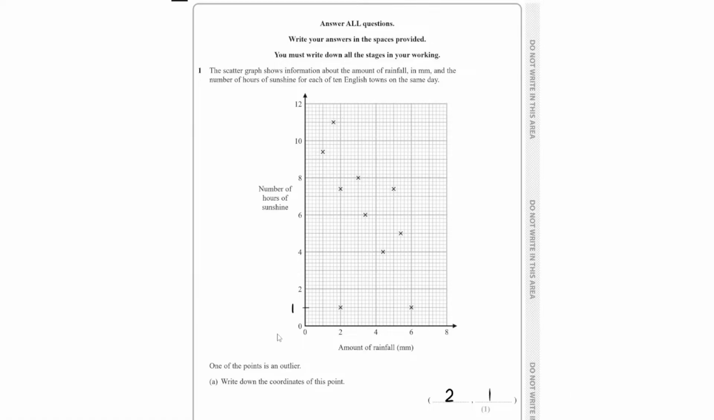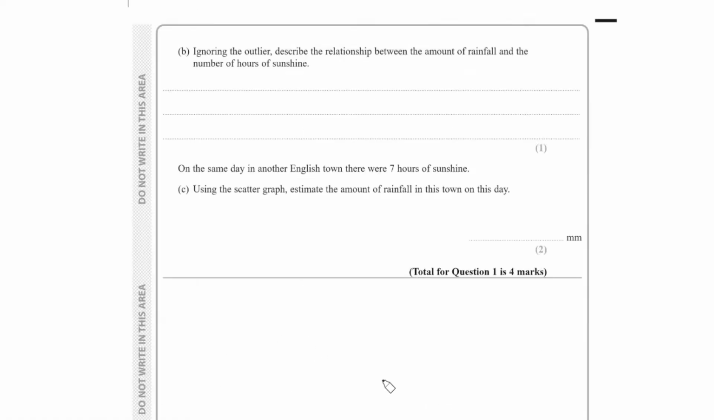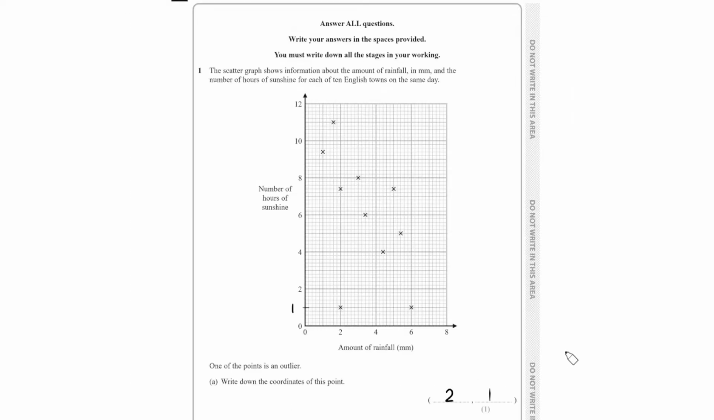I think there's also part B that we might need to go back to, and part C as well. So, ignoring the outlier, describe the relationship between the amount of rainfall and the number of hours of sunshine. I'll just show you again. We just need to describe the relationship. Obviously there are loads of different answers for this one, given that it is a worded question. But they will allow you to say negative correlation if you want to describe the correlation. The main answer they gave actually wasn't negative correlation, but they did say they would accept that.